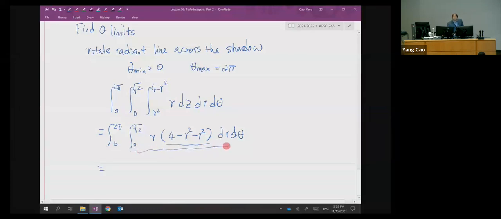This integral has nothing to do with theta, so the theta integral will just be 2 pi. So 2 pi multiplied by the result coming out of this integral, and you end up with just 4 pi. So I think you would prefer to use cylindrical coordinates rather than Cartesian coordinates for calculation of this question.